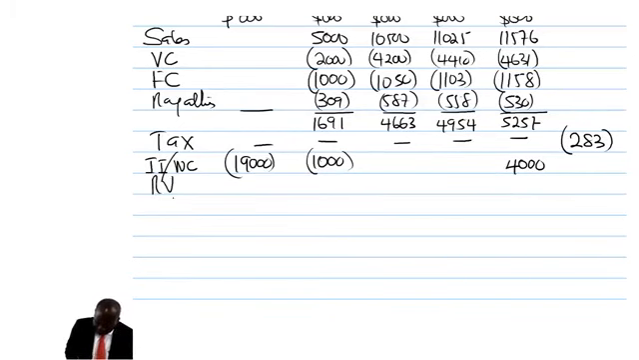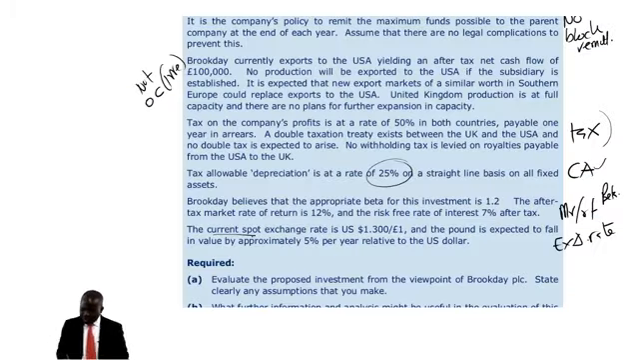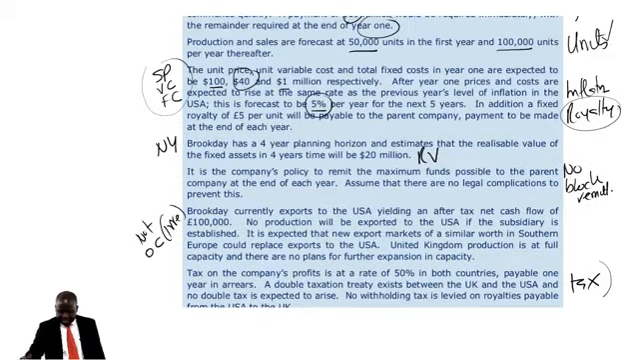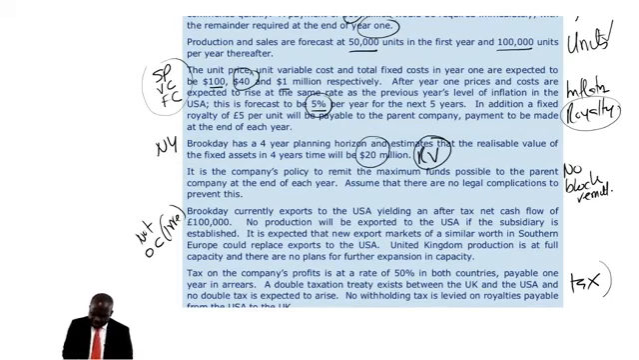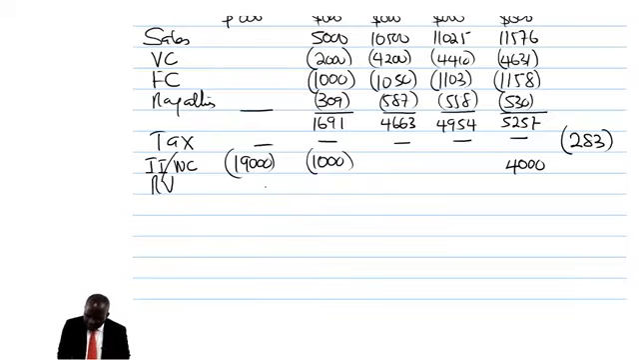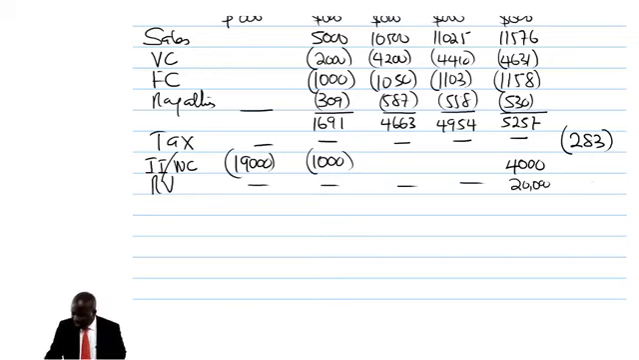Then what is the residual value? We go to the question, where did we indicate residual value? We indicated the residual value here. They said they will sell it for 20 million at the end of the 4th year. So I will say residual value is going to be 20 million. And this is dash.